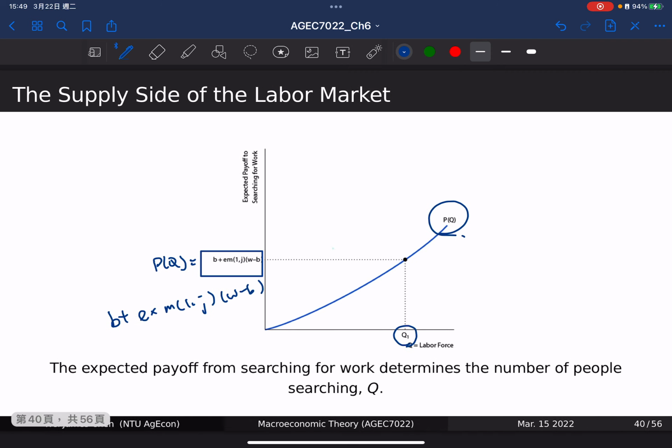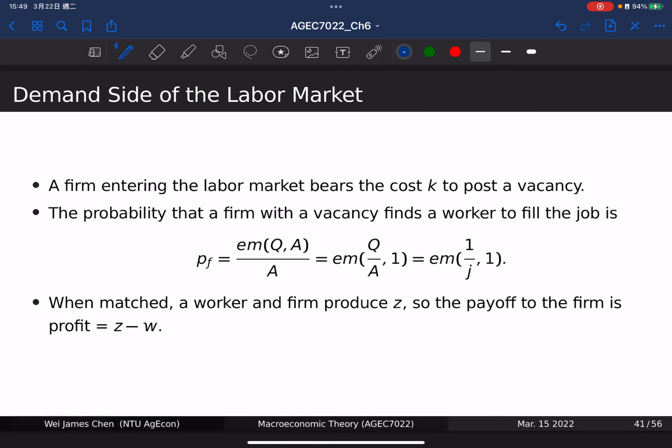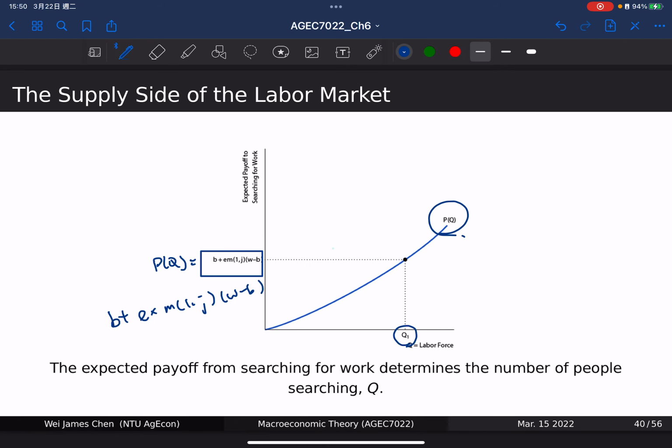If you don't know what I'm talking about, we'll talk about that later. Here, what I want you to get out of this is that we can actually get a functional form of this P of Q, which is B plus E M(1,J) times (W minus B).